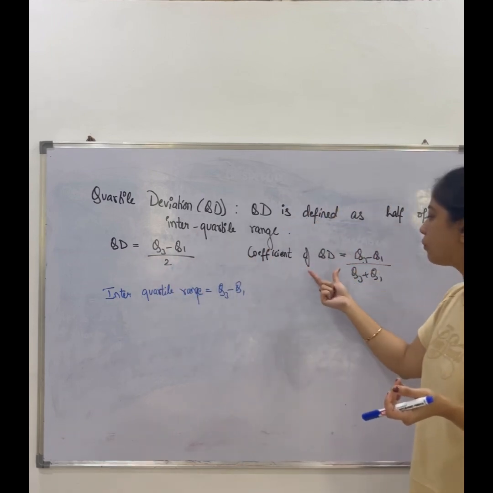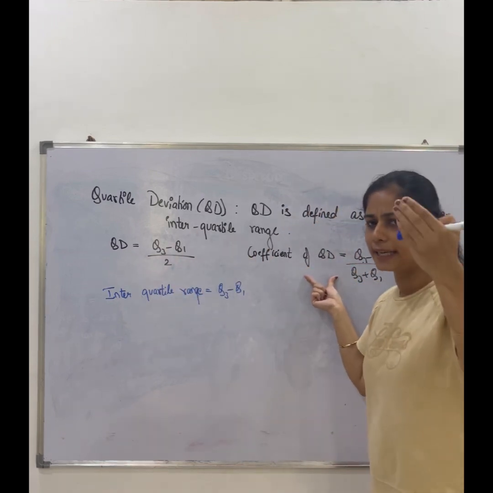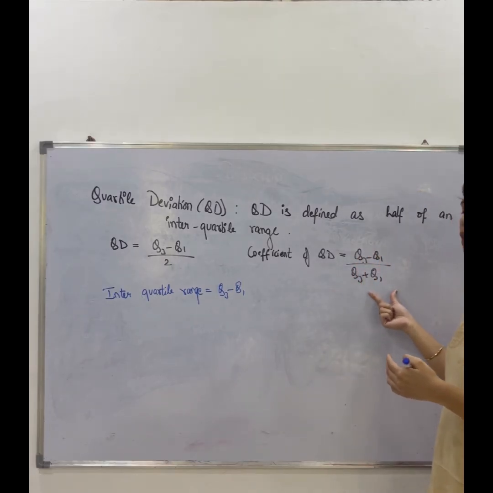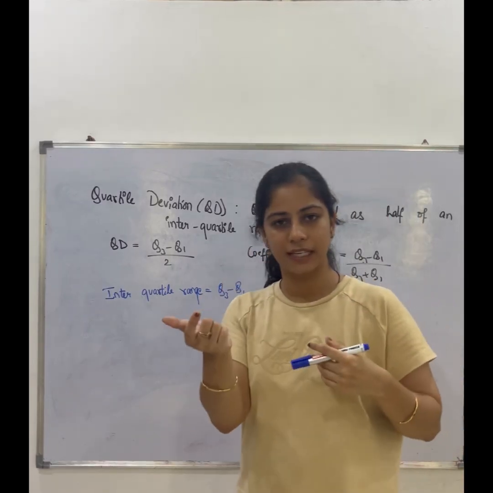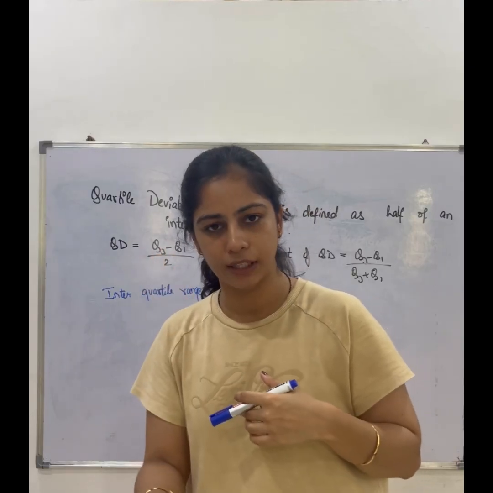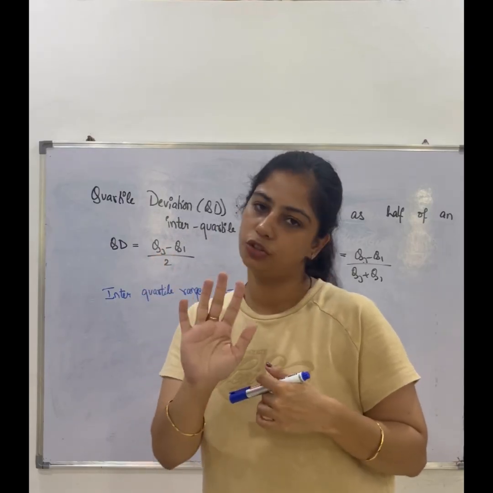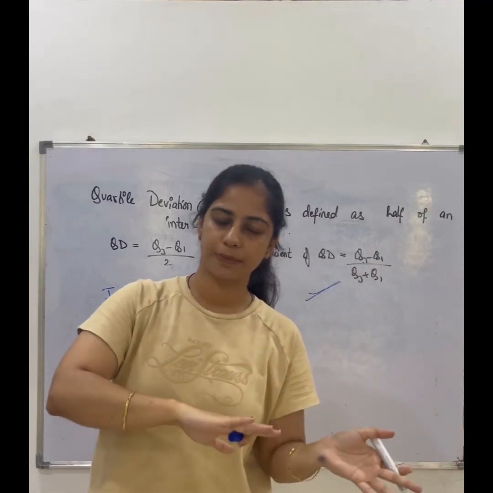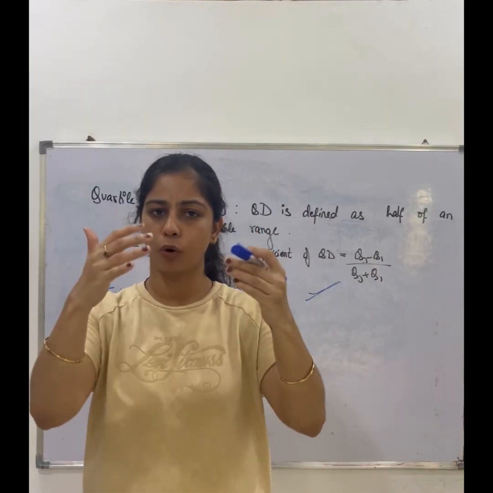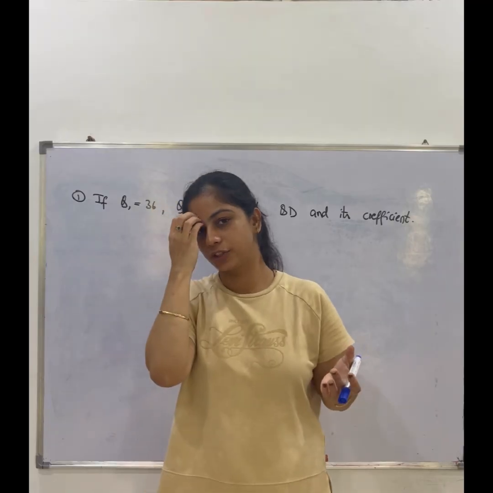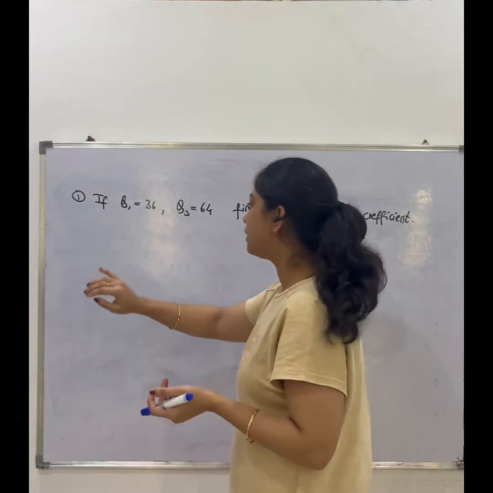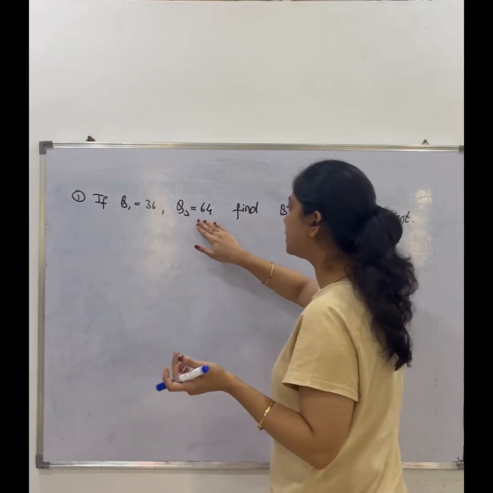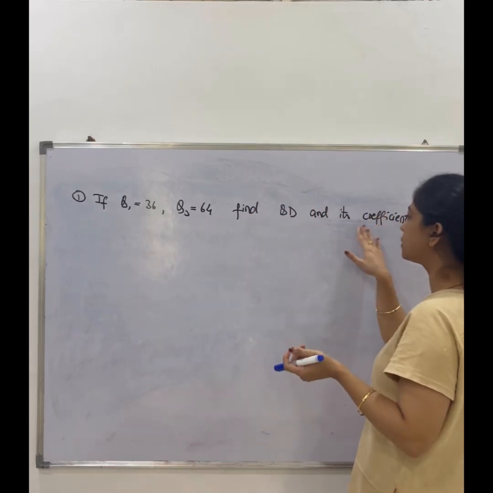Similarly, the coefficient of quartile deviation will be again taken in the form of a fraction, Q3 minus Q1 divided by Q3 plus Q1. Whatever is there in the numerator, you are going to take the same thing in the denominator, only the sign changes. This is the difference you will see in your absolute and relative measure for all the formulas. Let us look at the question based on quartile deviation. Now what have they given us in the question? If Q1 is 36, Q3 is 64, find QD and its coefficient.